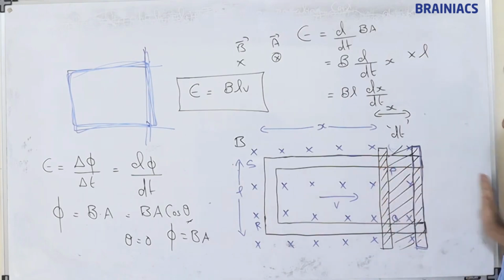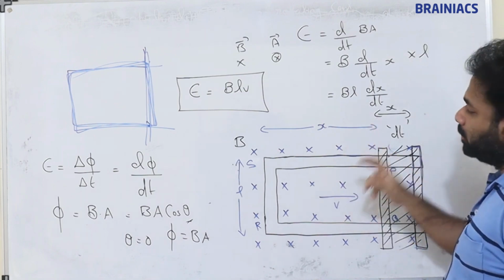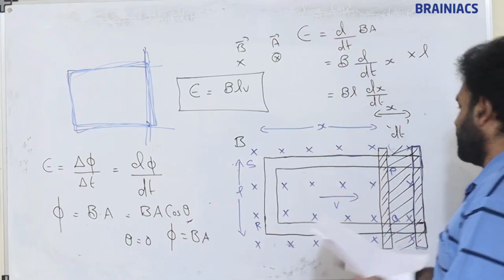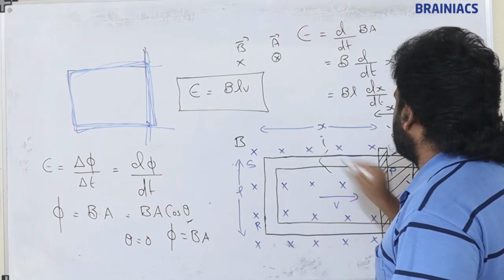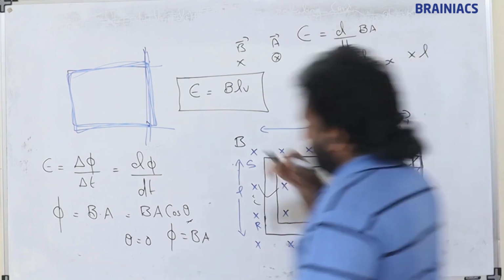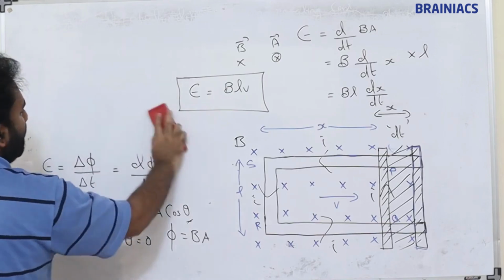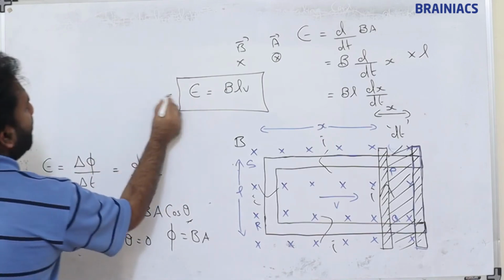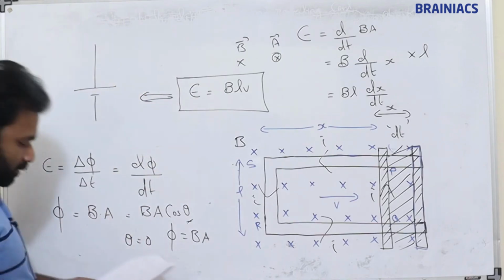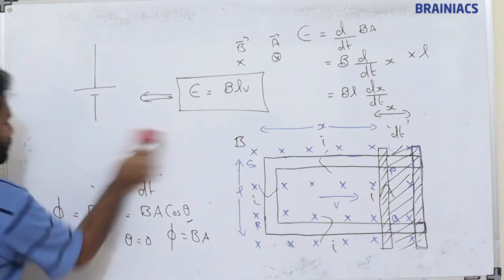So this is the motional EMF, the formula for motional EMF. And when the rod is moving in this direction, the cross magnetic field will be increasing. We need to increase the dot magnetic field. For the dot magnetic field we should send an anti-clockwise current. So this should be the direction of current. So what will we be getting? We will be getting EMF with this polarity. Clear? Understood?